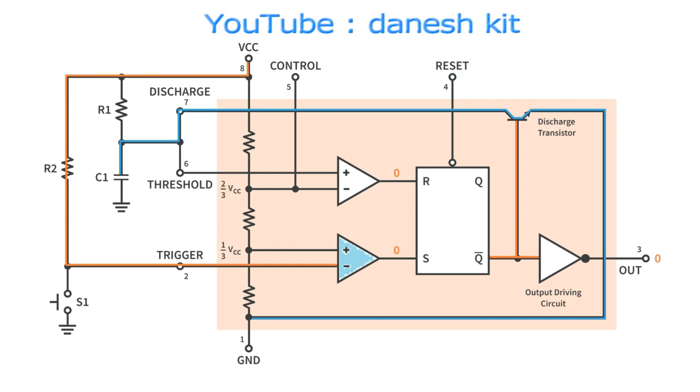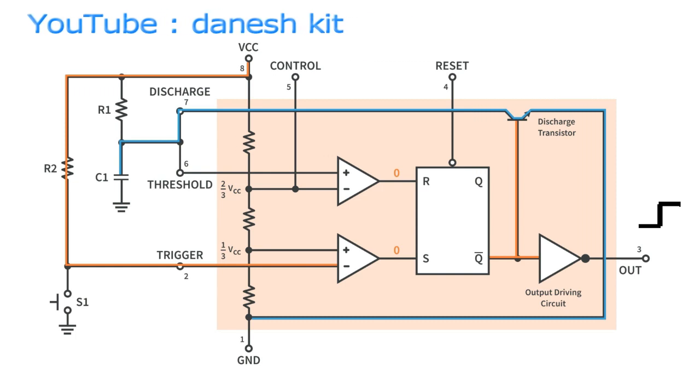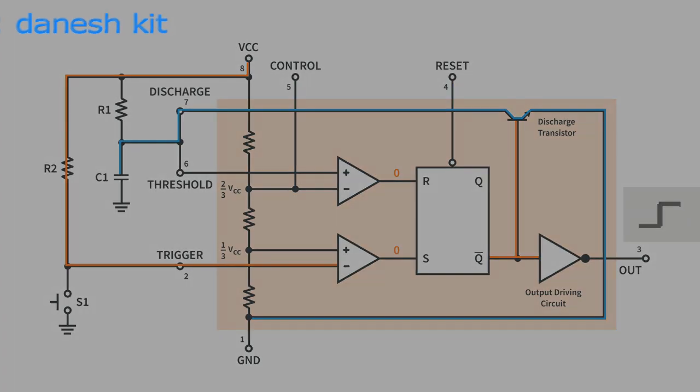The amount of time that the output voltage remains high, or at the logic level 1, is obtained by the time constant equation you see.